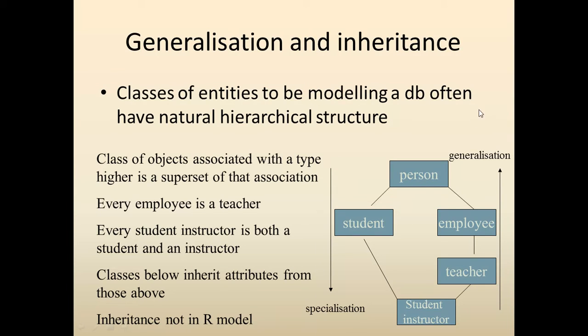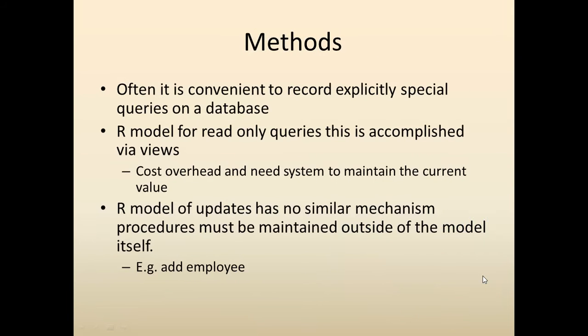So this is a specialization and this is a generalization. Okay, now come to the methods. In the methods, often it is convenient to record explicitly special queries on a database. Our model for read-only queries, this is accomplished via views, cost overhead, and need system to maintain the current value. So the R model of updates has no similar mechanism. Procedures must be maintained outside of the model itself.